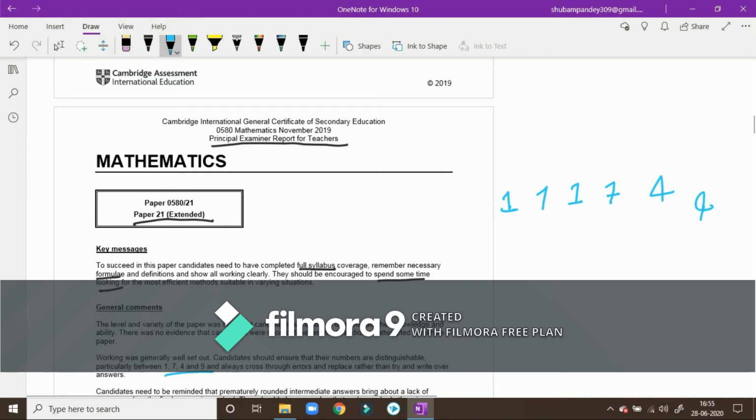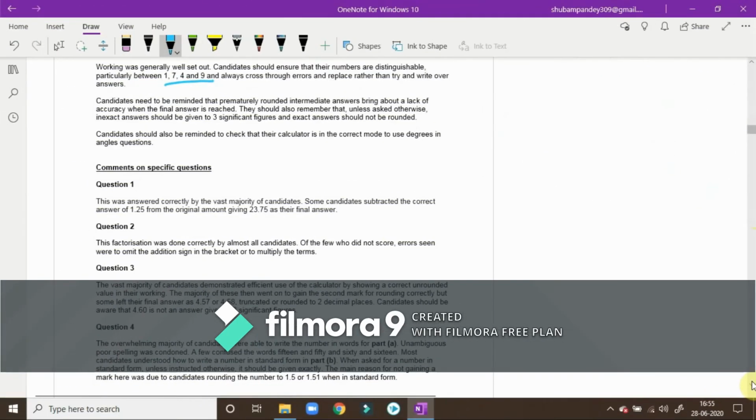able to understand it. Now coming on to the best part about these ERs, they have comments on specific questions. That is, for each question the examiner will give you what the examiner thought after seeing all the papers and referring to them. So before reading this, first have a look at question 1. What is question 1?